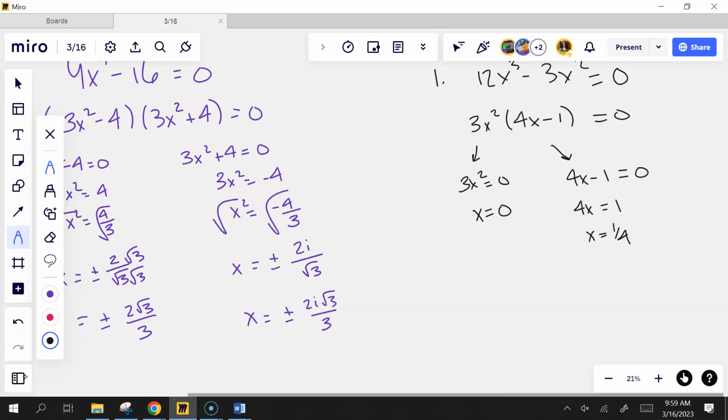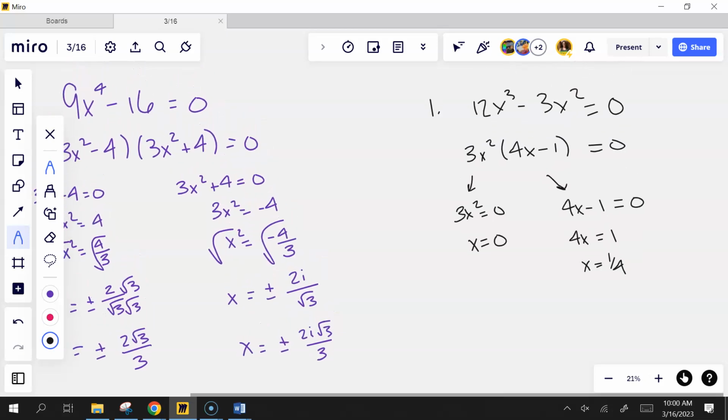Give me the 3. Because 12 is not a perfect cube, and x squared is not a perfect cube. Yeah. I multiplied the top and the bottom by the square root of 3. Yes.